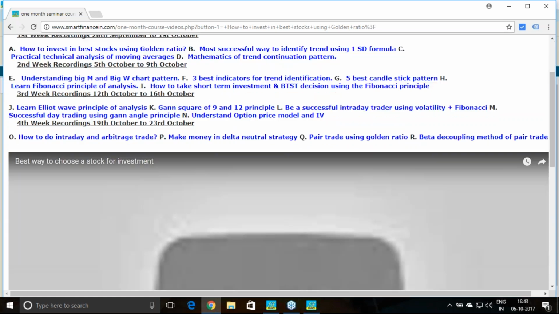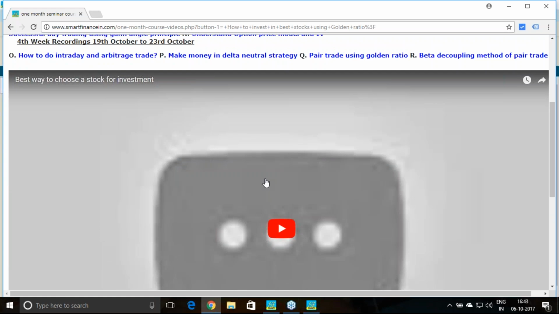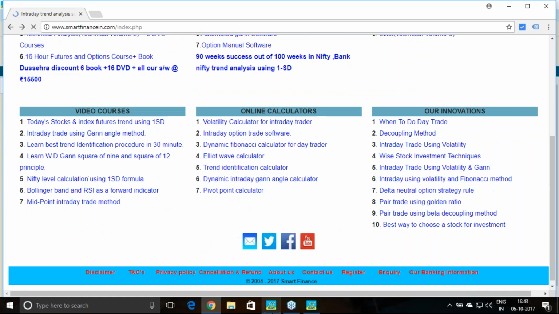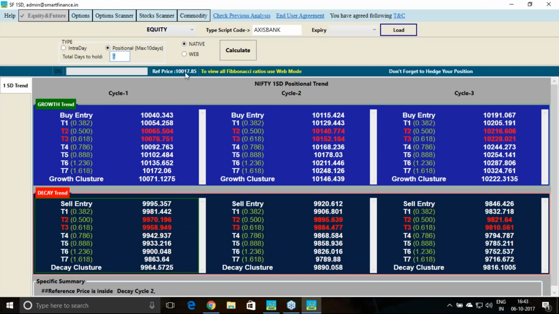So this is a video you must go through, and you must work out an Excel sheet. Same way you can do the analysis. So this is what I have told so far. And the weekly analysis of the Nifty is as follows.